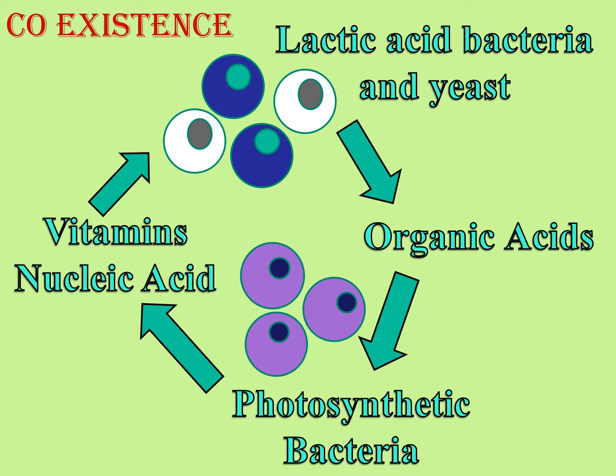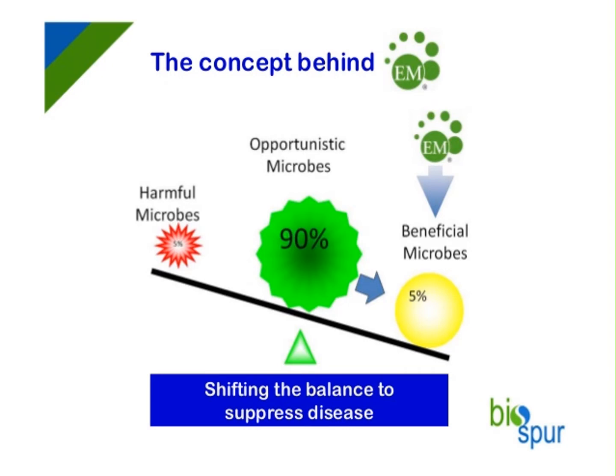Coexistence. Lactic acid bacteria and yeast produce organic acids, which are used by photosynthetic bacteria. Photosynthetic bacteria produce vitamins and nucleic acids, which are used by lactic acid bacteria and yeast. The concept behind it: in soil there are normally 5% harmful microbes, 90% opportunistic microbes, and 5% beneficial microbes. What happens when we add EM to the soil? Then opportunistic microbes work as beneficial microbes, and this shifts the balance to suppress disease.